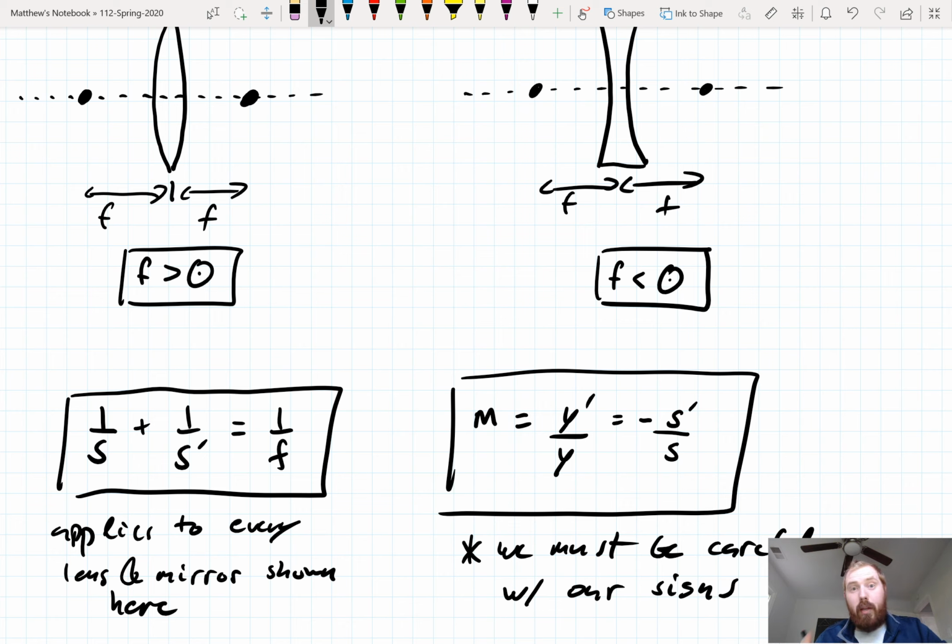We must be careful with our signs. Our signs are really going to dictate what mathematically we're going to produce. And if you struggle with signs, we also have what are called principal rays.